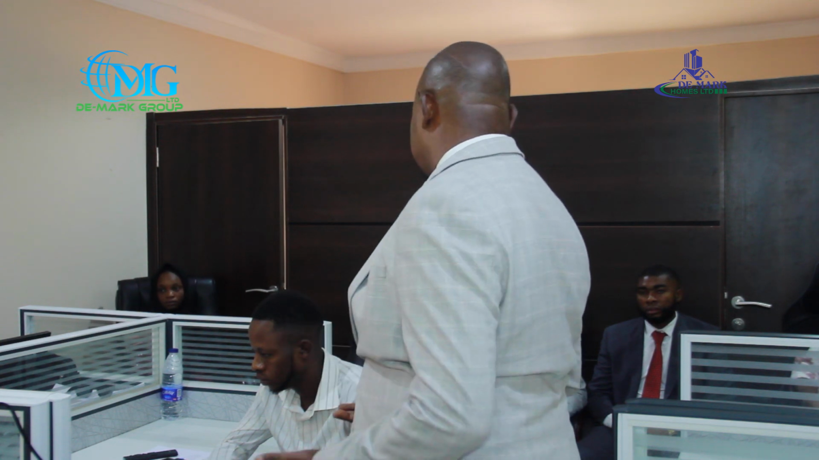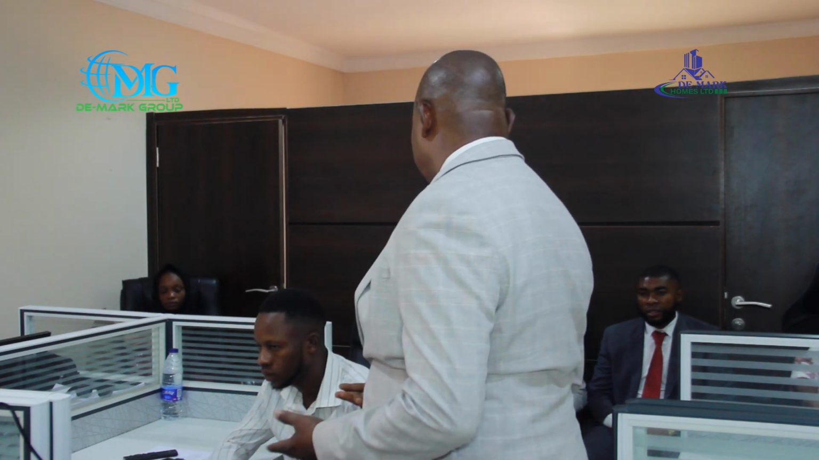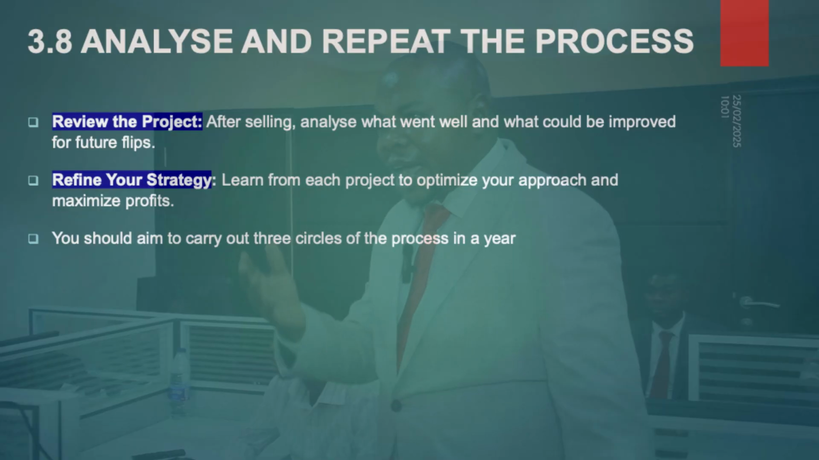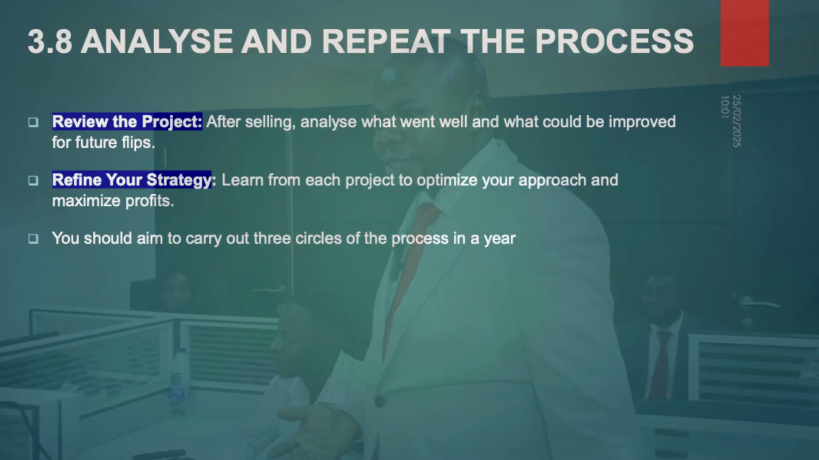So with this model, one of the things that will make you succeed is your ability to sell. Do you understand me? It is your ability to sell the property that will make you succeed. You need to buy the property, renovate quickly, put it for sale, and then repeat the process. Next step: analyze and repeat the process.